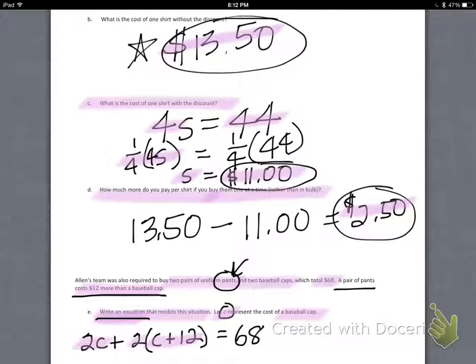But then you would multiply that whole thing by 2 because you want 2 pants. So this C plus 12 actually represents a pair of pants. That's a pair of pants. Here's a cap, and you have 2 of those caps, and then you have 2 of those pants, and that equals 68. So that's where we start off. That would be our equation to begin this problem.